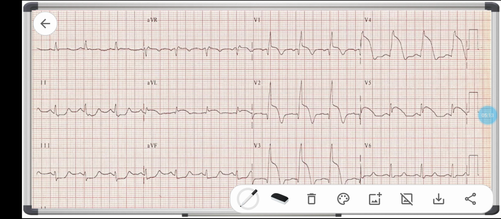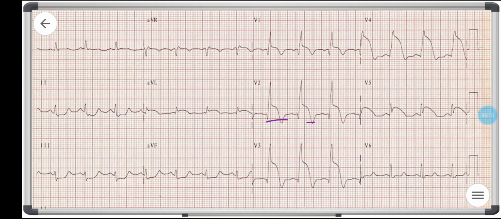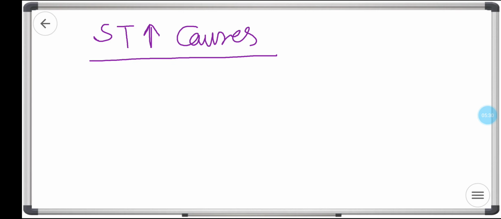In contrast to that, you can see that it's an inferior wall MI, okay, V2 and V3, if you see that one. So here the reciprocal changes you can see over here in the inferior leads, okay, 2, 3, and AVF. There's ST depression over here.